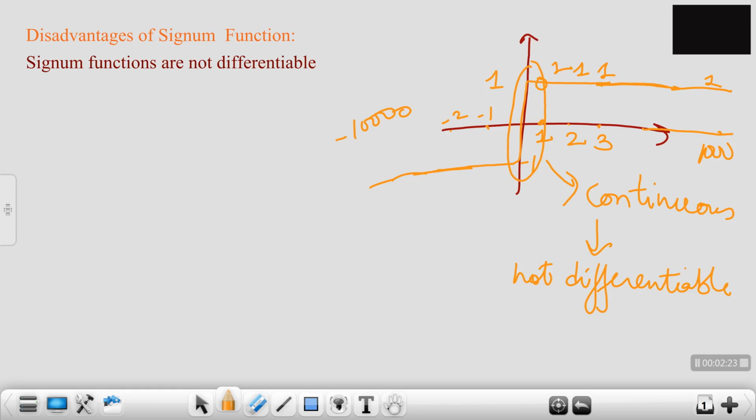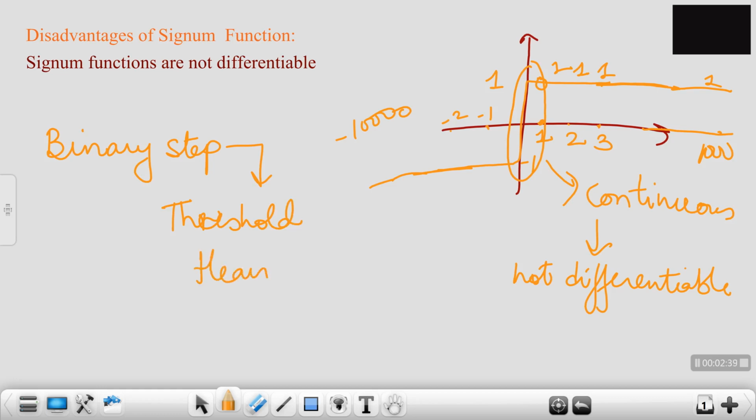A binary step function is also called a threshold function, or a Heaviside function. The binary step function is nothing but the unipolar step function. This is called a threshold function or a Heaviside function. This is just for your information.